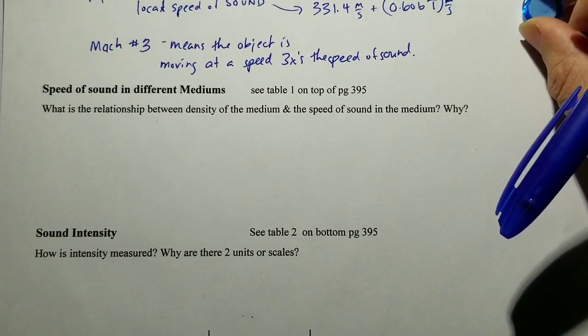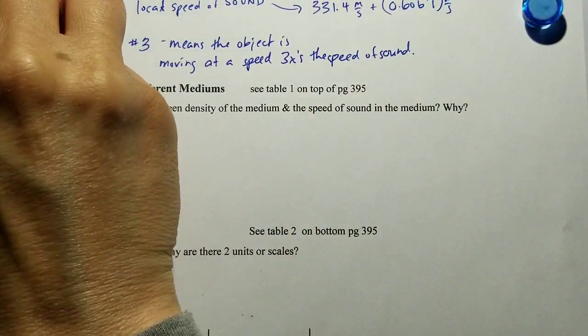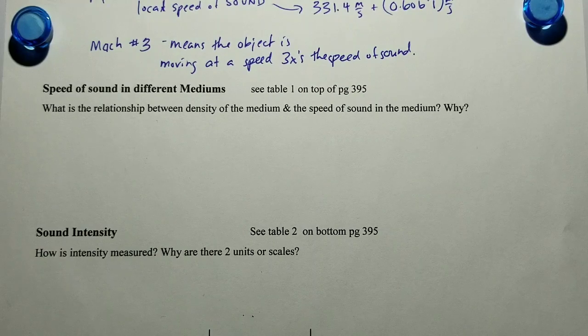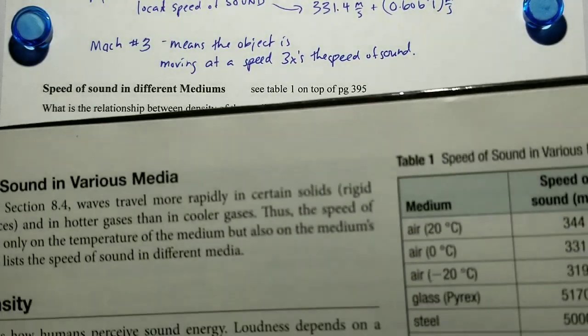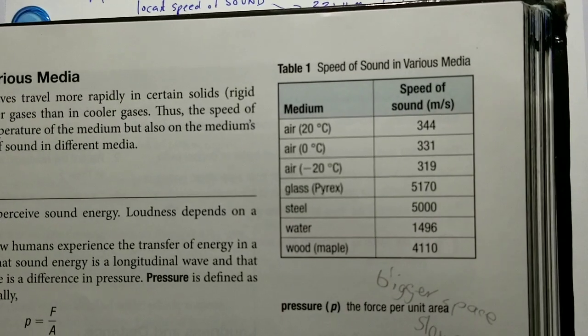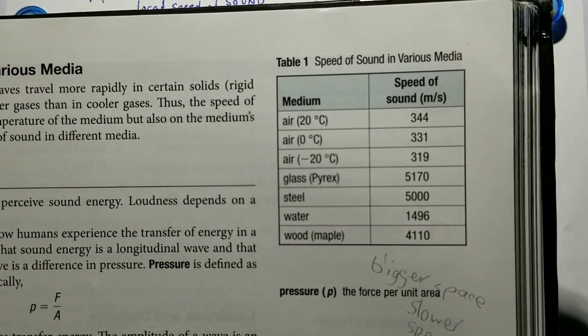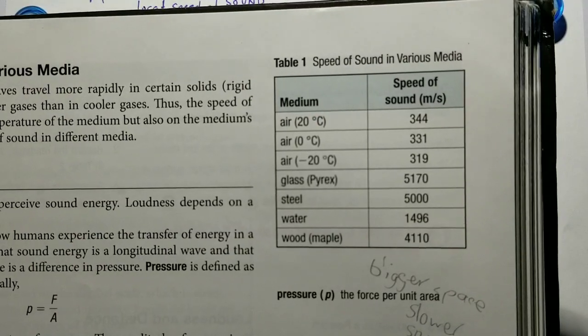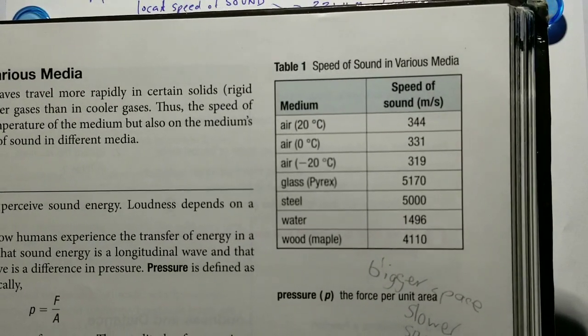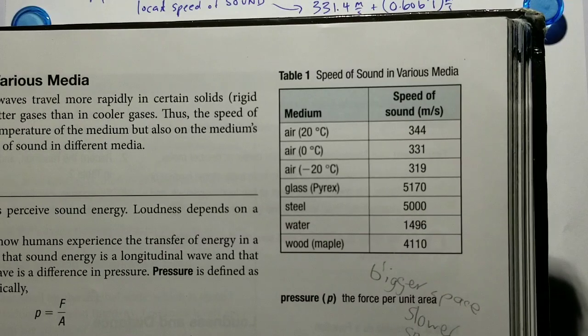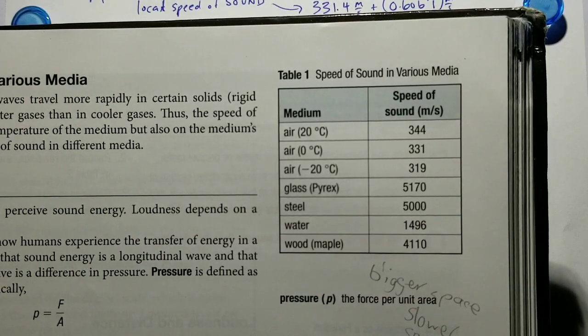All right, now, speed of sound in different mediums, okay? There is a table on page 395. You don't need to copy that, but I'm just going to show it to you for a second. Here it is. At the top of the page there is air at 20 degrees Celsius. It's 344 meters per second. Air at 0, which we expect to be less, okay? And decreasing to negative 20 degrees Celsius, it is less.